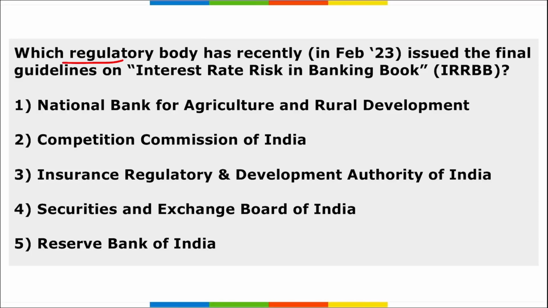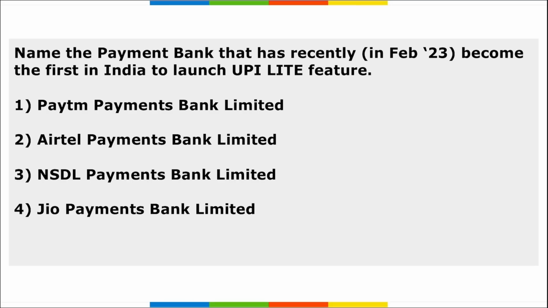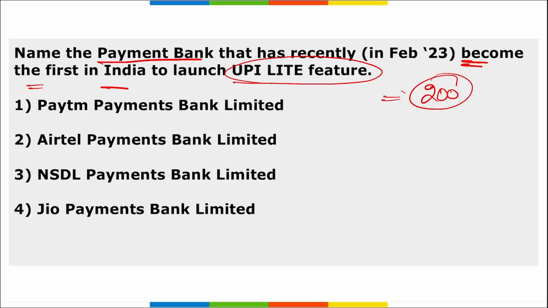Next, which regulatory body has issued final guidelines on interest rate risk in banking book? It will be your Reserve Bank of India. Option 5. Next, name the payment bank that has recently become the first in India to launch UPI Lite feature. That feature is that 200 rupees payment can be done easily and more securely. It is your Paytm Payments Bank. They have launched this feature.